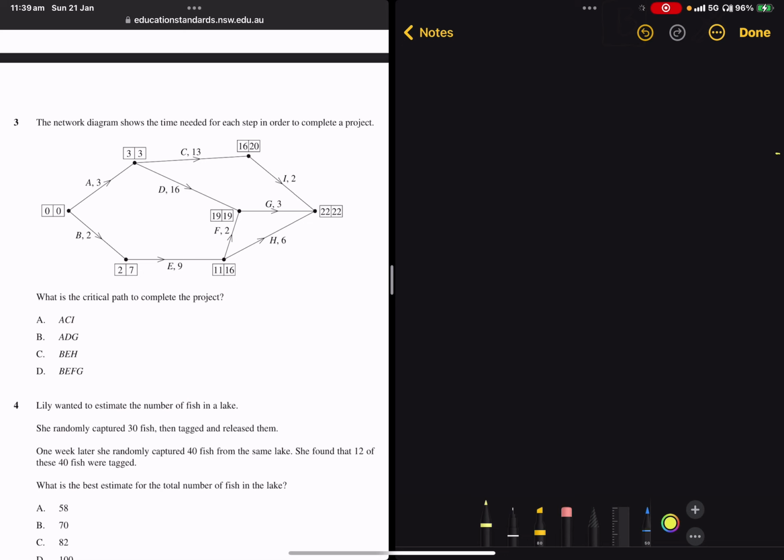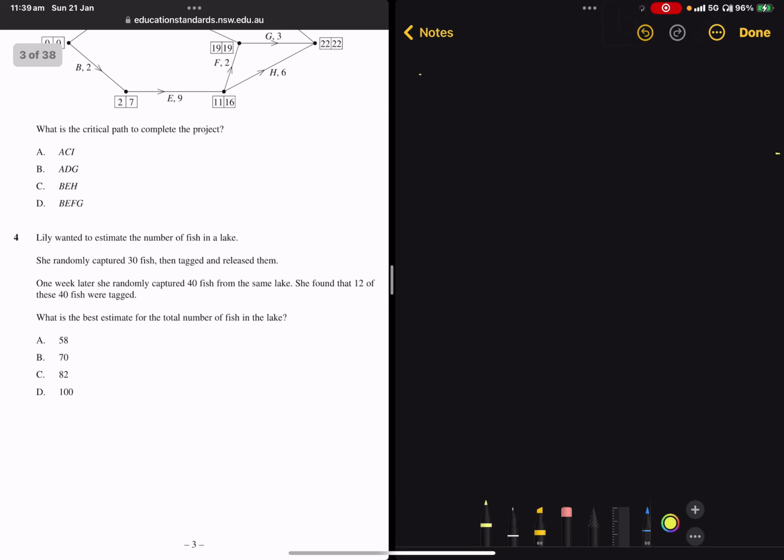All right, so now we'll have a look at question 4. So we have: Lily wanted to estimate the number of fish in a lake. She randomly captured 30, tagged them, released them. 1 week later, she randomly captured 40 from the same lake. She found that 12 of the 40 were tagged. What is an estimate for the total number of fish in the lake?